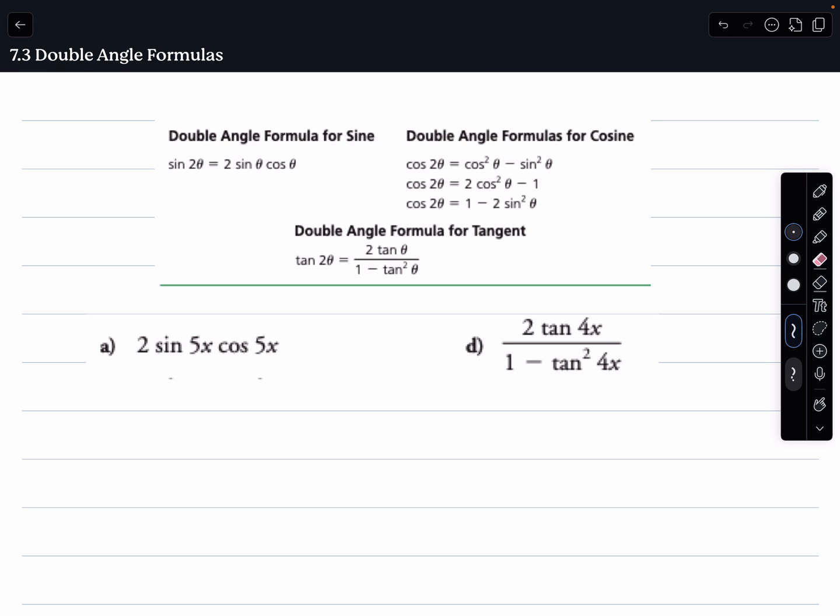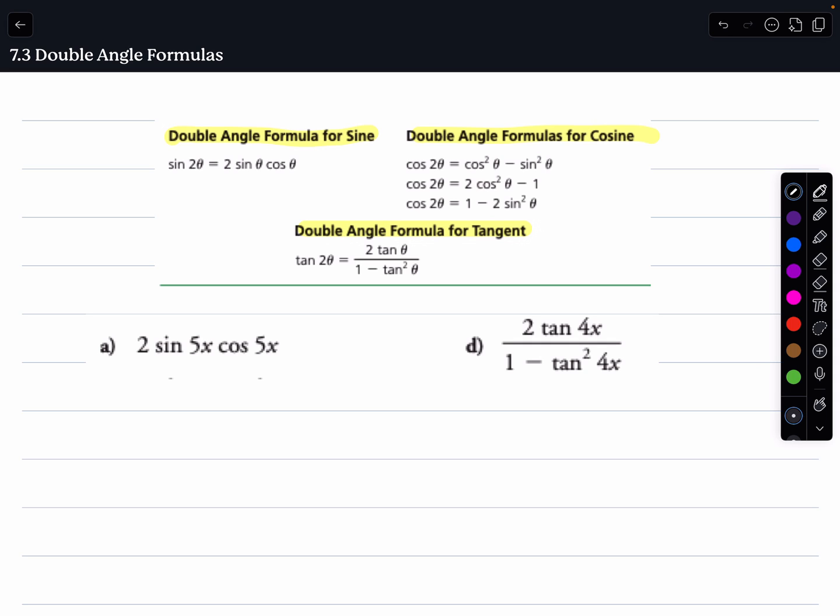Lesson 7.3, double angle formulas. If you want to know the formulas, your teacher will probably give you a formula sheet, and these are the main formulas you need to know. There's a double angle formula for sine, three double angle formulas for cos, and one double angle formula for tangent. We're going to use these formulas in the same way we used the compound angle formulas in the previous lesson. Same kind of concept. Let's rip through some questions.